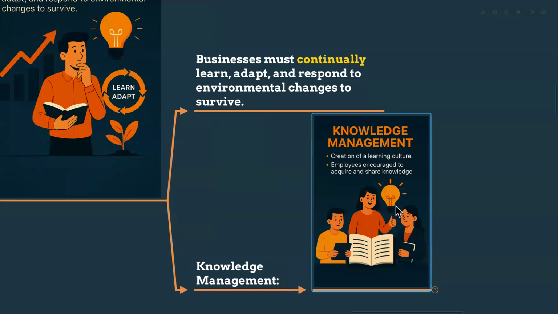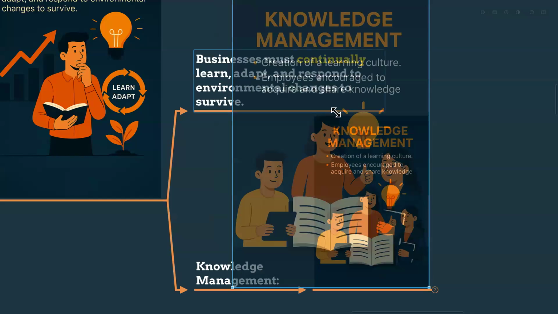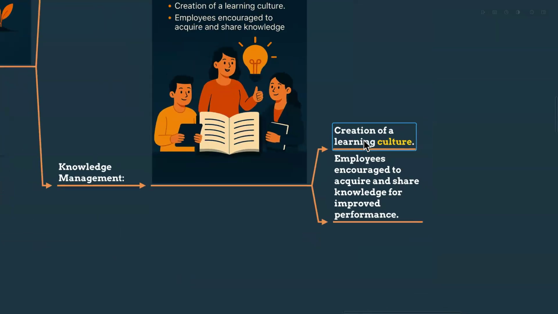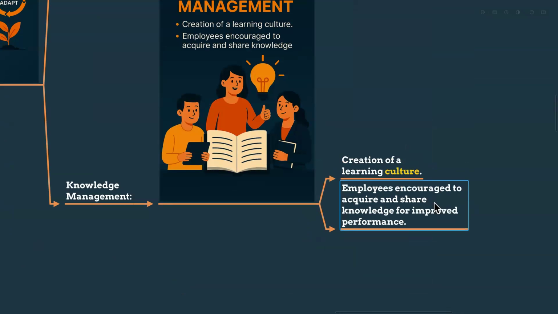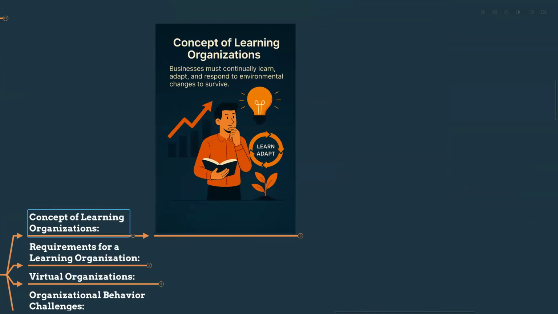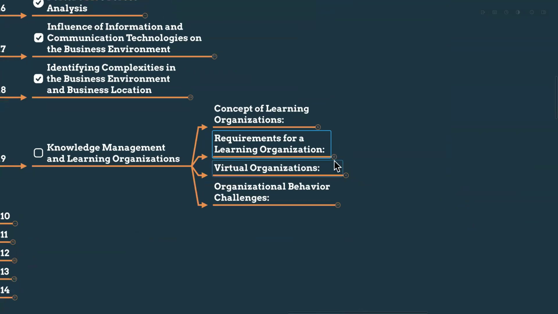So knowledge management means creation of a learning culture. Employees are encouraged to acquire and share knowledge. That's the knowledge management. So creating a culture where everyone learns from our organization, sharing the knowledge across the organization. For example, if there is a restaurant staff member, he can share the customer feedback with other employees. And also everyone can learn what customers like, dislike. So it will improve the service continuously. So that is knowledge management: how we create the knowledge, how we transfer the knowledge, how we store the knowledge. That's the concept of learning organization.